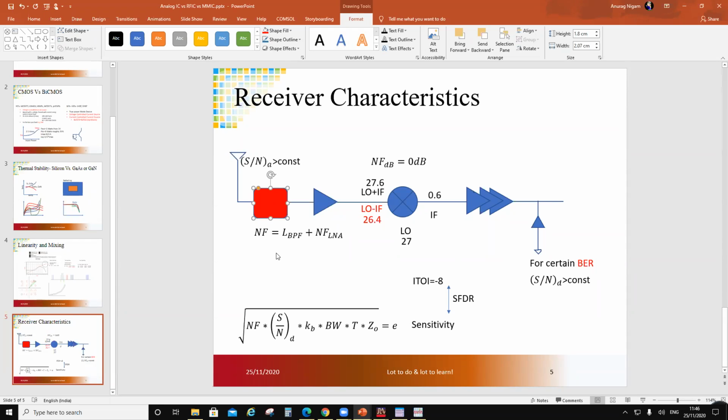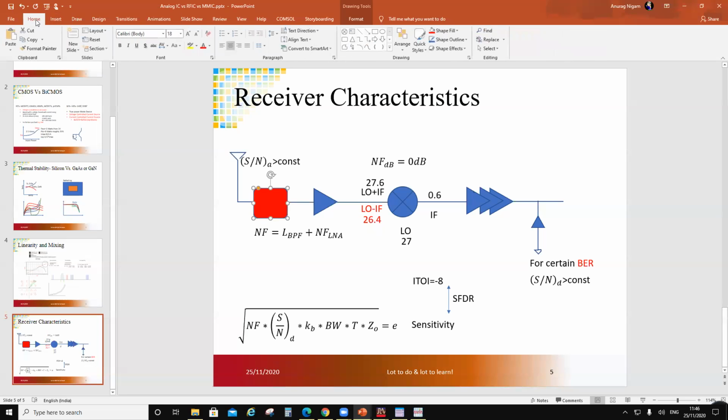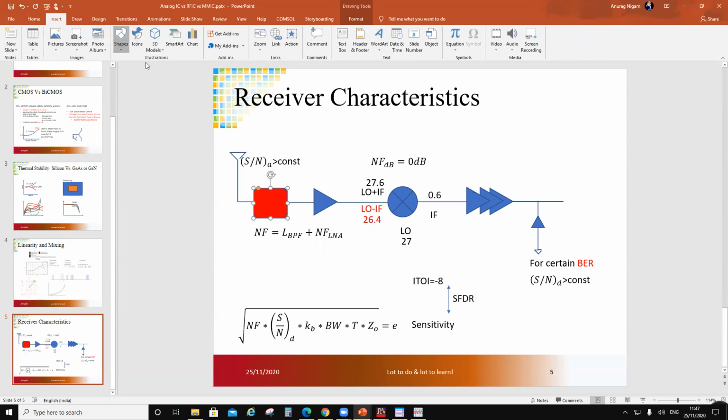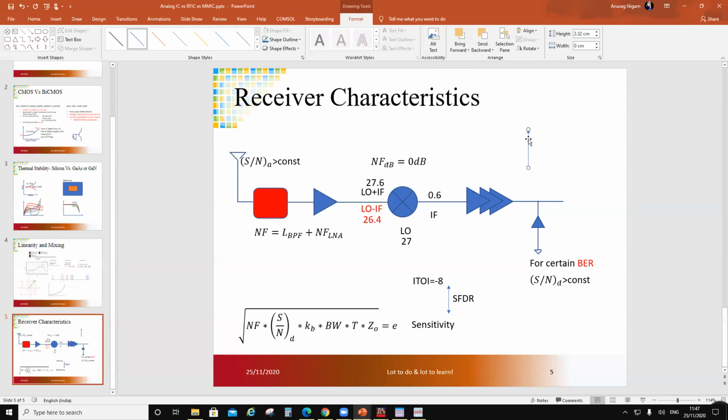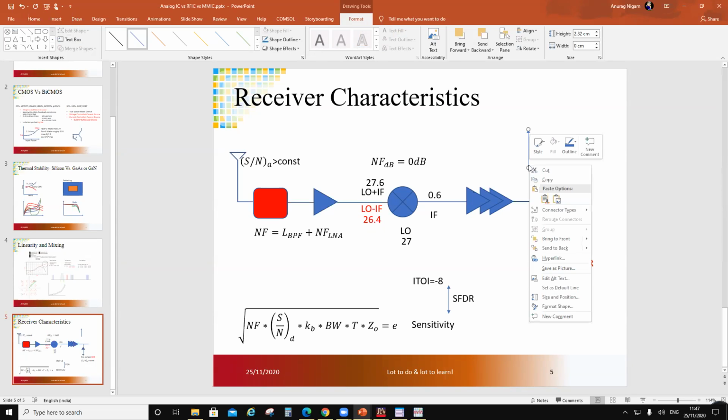Okay, now having said that, is that the whole situation? No, the situation is even worse than that. I'll tell you why. Okay, so let's say I do a pictorial representation. Okay, so this is my desired 27.6. Come on, why can't I change this?